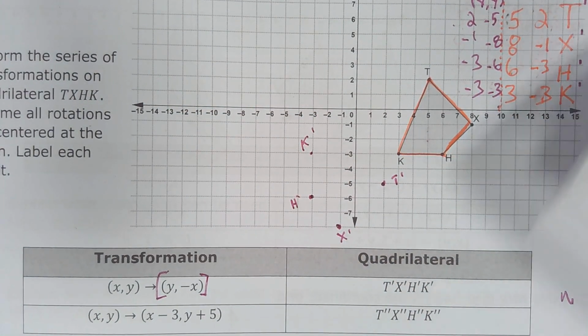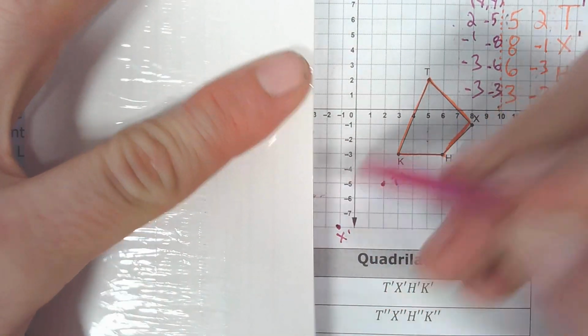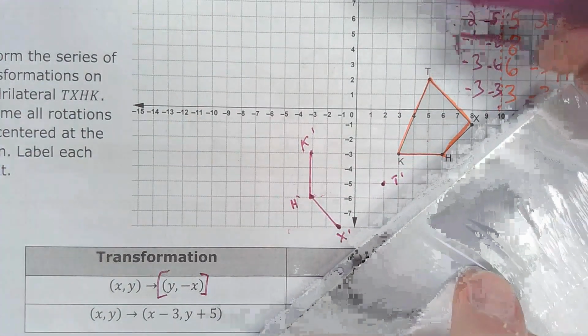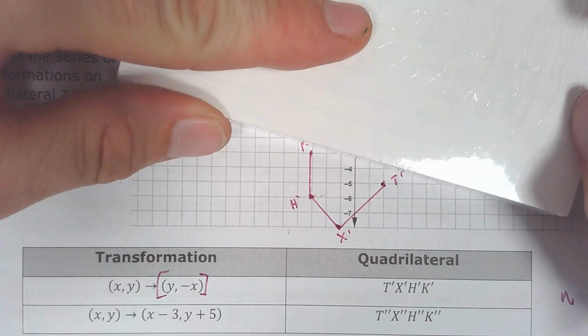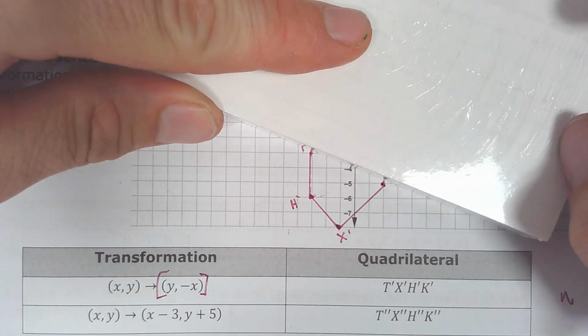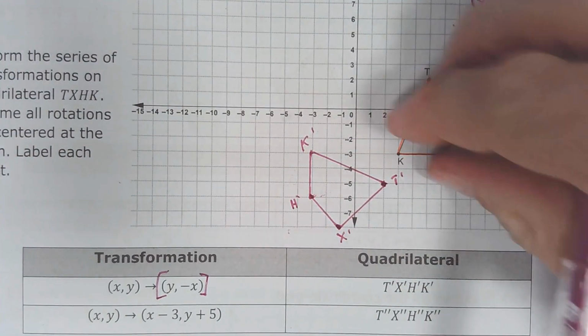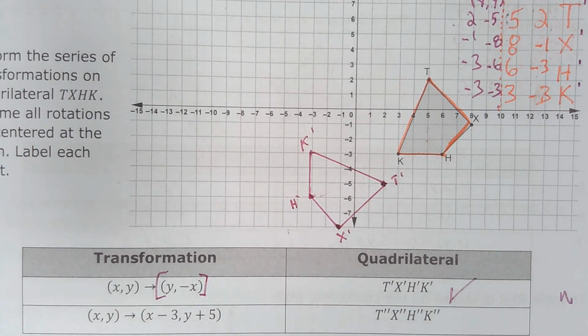Let me pull out a straight edge, and I'll make those connections. And there's my rotation of 90 degrees clockwise. Okay, so that is done. Check that one off.